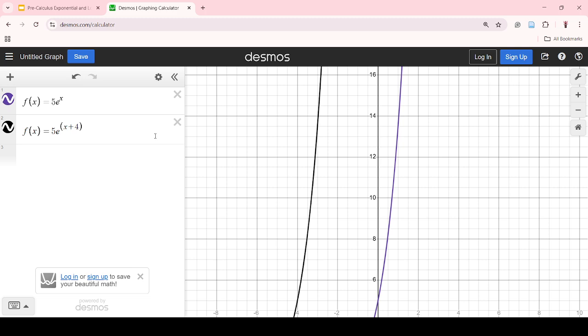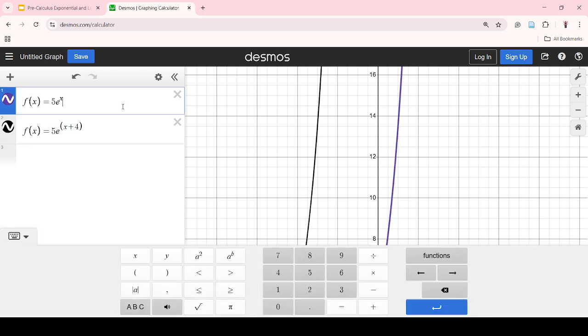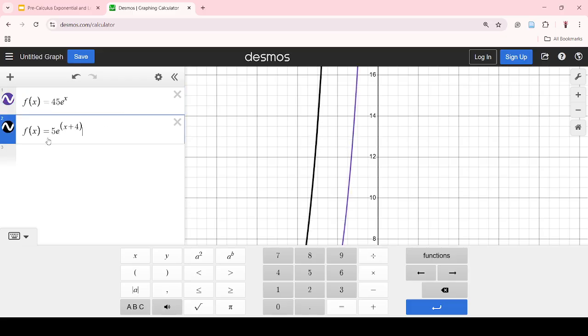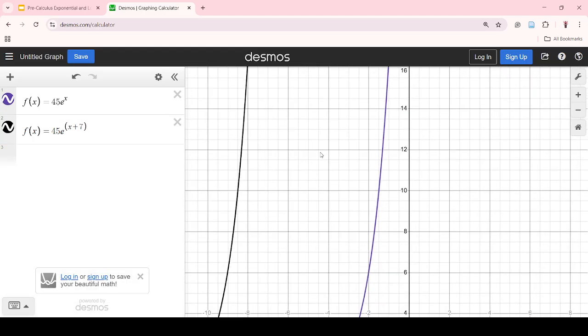Okay, let's go ahead and try one more example here. Let's say f of x is equal to 45e to the power of x, and then let's say this one is f of x is equal to 45e to the power of x plus 7. As you see, our graph has moved 7 spots over, and this is also an exponential function.